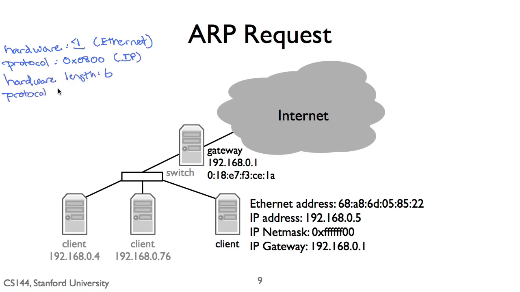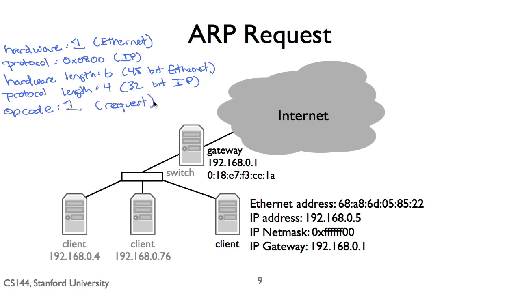The ARP source hardware field will be the requester's Ethernet address, 68A860058522. The source protocol field is the requester's IP address, 192.168.0.5. The destination hardware address can be set to anything. It's what the packet is trying to discover. The destination protocol address is the address the client is trying to find a mapping for, 192.168.0.1. The client sends this frame on the Ethernet.